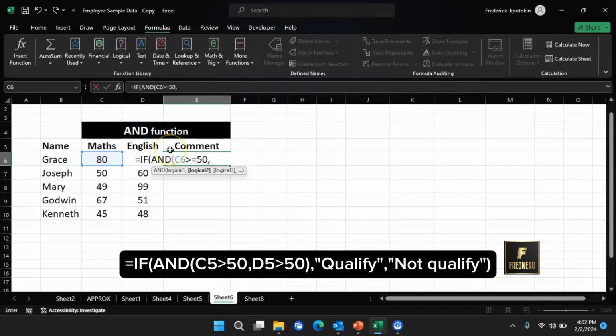and D6 is greater than or equal to 50, now what should happen? It means the person has qualified. If not, the person did not qualify.